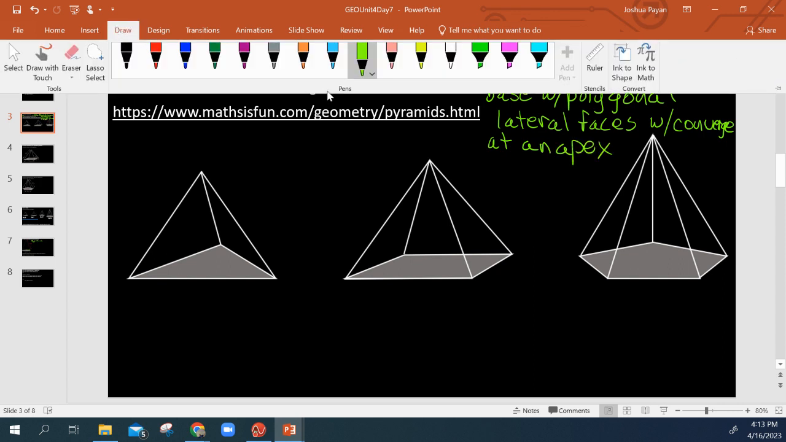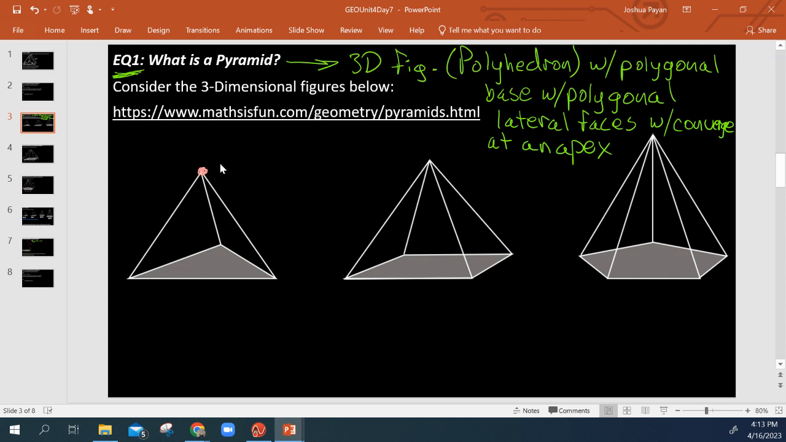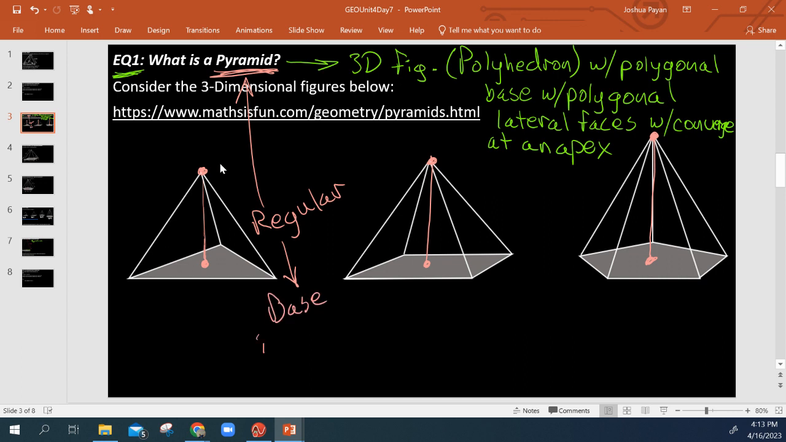So these pyramids all converge, their lateral faces, rather, all converge at an apex that is directly perpendicular to the centroid of its base, right? And for all intents and purposes in my class, pyramids are always going to be regular pyramids. What this basically means is that the base is always a regular polygon.